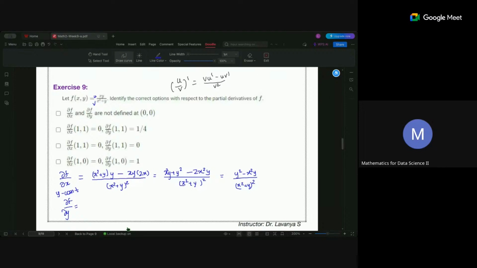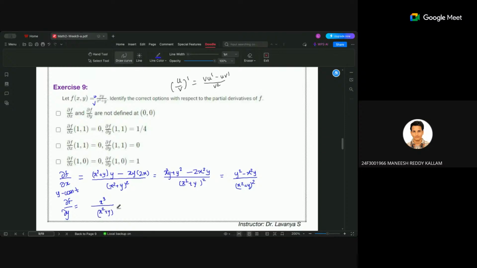Okay, so have you all completed? Yes, ma'am. So what is the value of ∂f/∂y? y² − x² times y divided by (x² + y²) the whole square. The same. No, it's x³ by (x² + y²) the whole square. Yes, x cubed comes, ma'am.